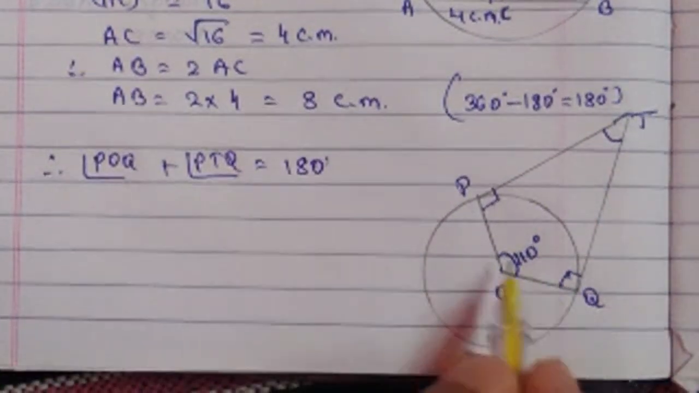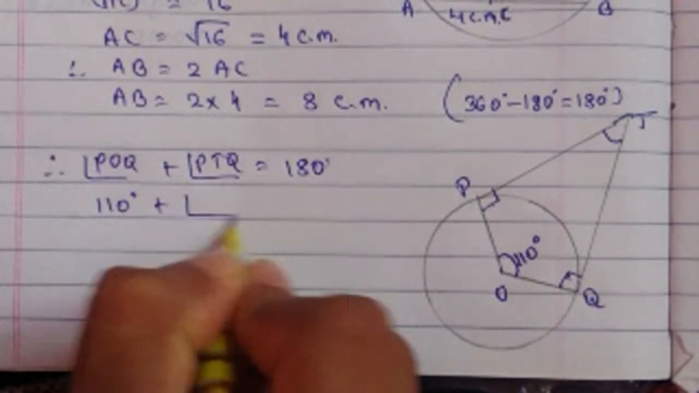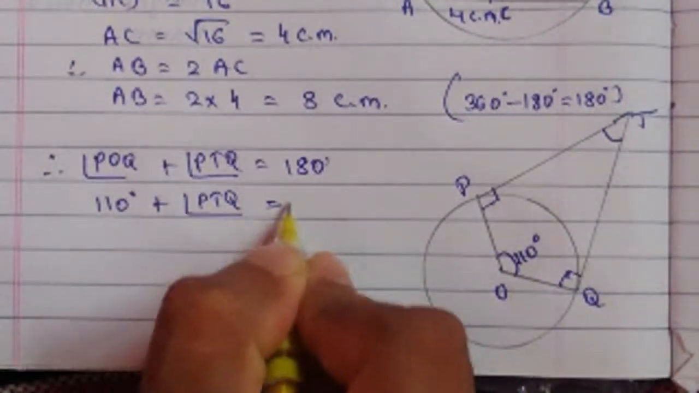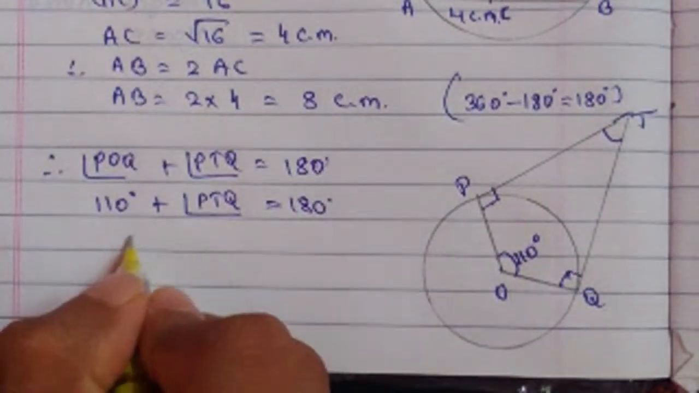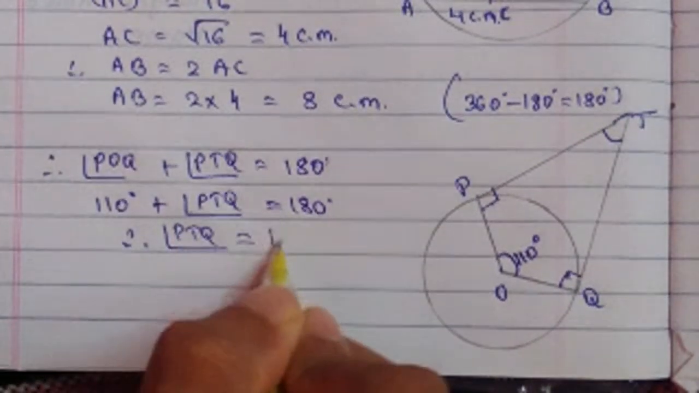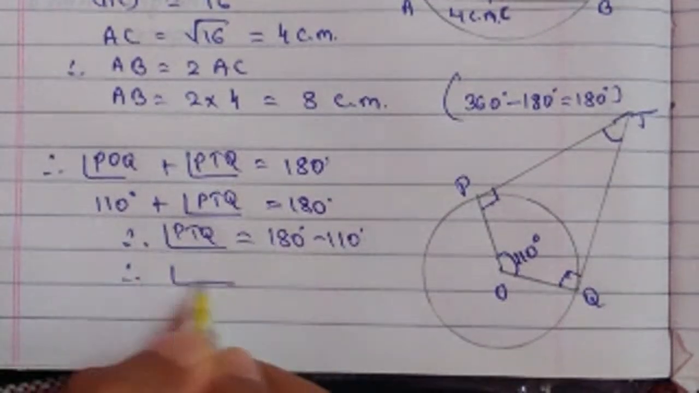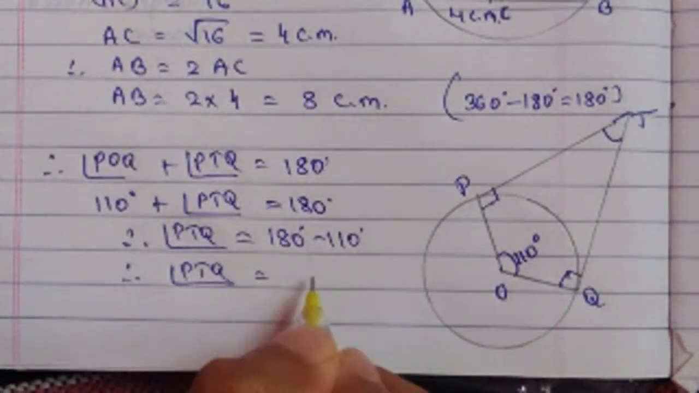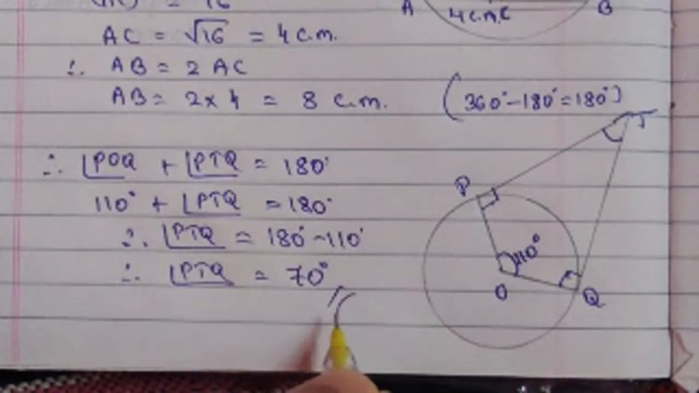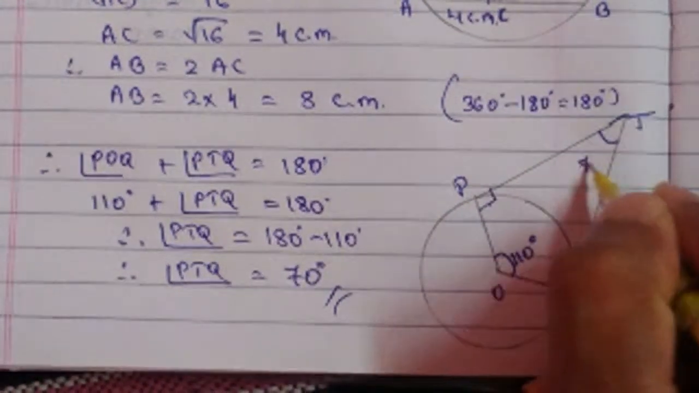And angle POQ, it is given, is 110 degree, plus angle PTQ equals 180 degree. So therefore angle PTQ equals 180 degree minus 110 degree. Therefore angle PTQ is 70 degree. Therefore this angle is 70 degree.